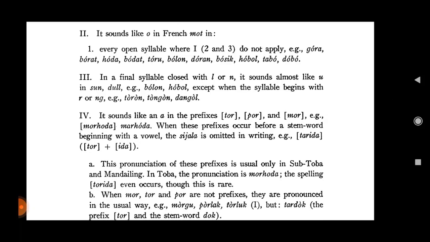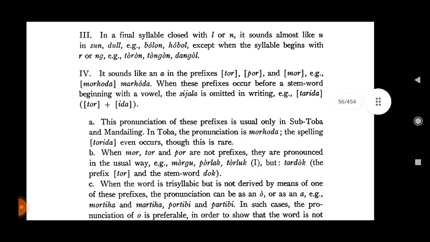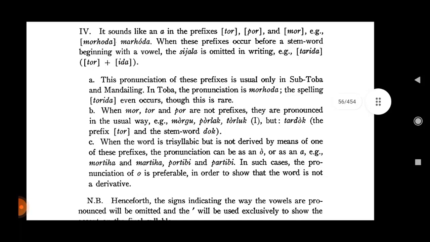Every open syllable where 1, 2, and 3 do not apply: igi, goga, bogat, hoda, bodat, togu, bolon, logan, bosik, hobal, tabo, dobo. In the final syllable closed with L or N, it sounds almost like U in "sun": dal, igi, bolon, hobol, except when the syllable begins with R: igi, toron, tongon, dangol. It sounds like an A in the prefixes tor, por, mor: igi, mor, hoda, mar, hoda.